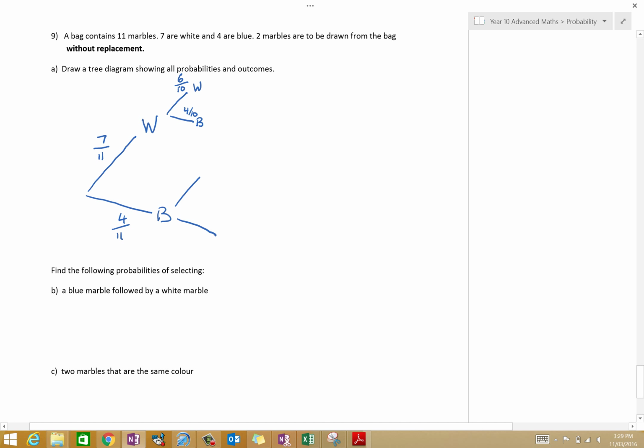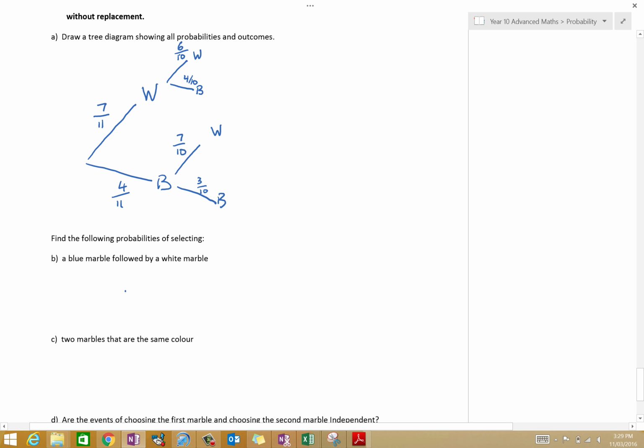If I pick a blue, the chance of being a white, there are 7 out of 10 white, 3 out of 10 are blue. Okay, we have now drawn a tree diagram. Now it says find the probability of selecting a blue followed by a white marble. But what does it mean drawing it without replacement? If I take a blue out and there's 4, there's now 3. If I've taken it out of 11, there's now 10. Okay. So the probability of blue, then white.